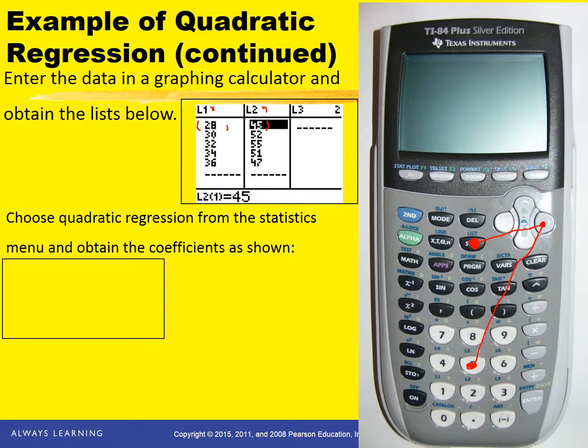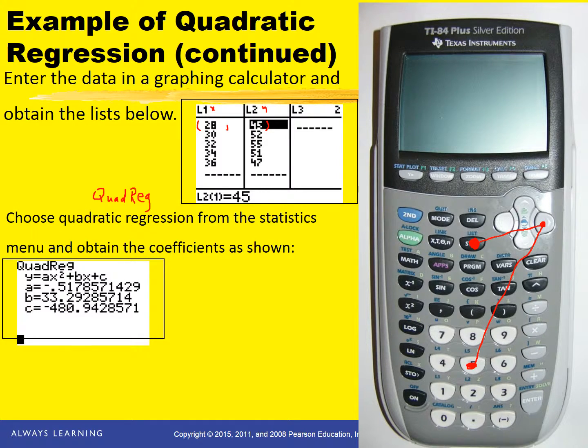quadreg. Okay, we're going to choose quadratic regression. We're going to choose quadreg. We hit enter and the calculator says this is the model. And so we're basically just 3 little substitutions away from the answer. So this number for a, negative 0.517857142.9, that's the coefficient of x squared. That's a.